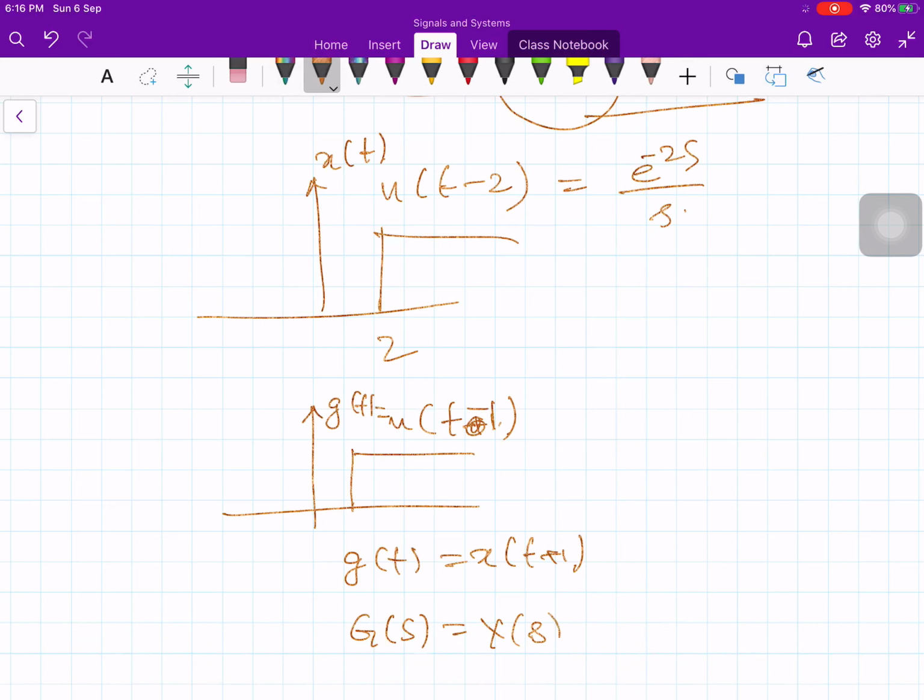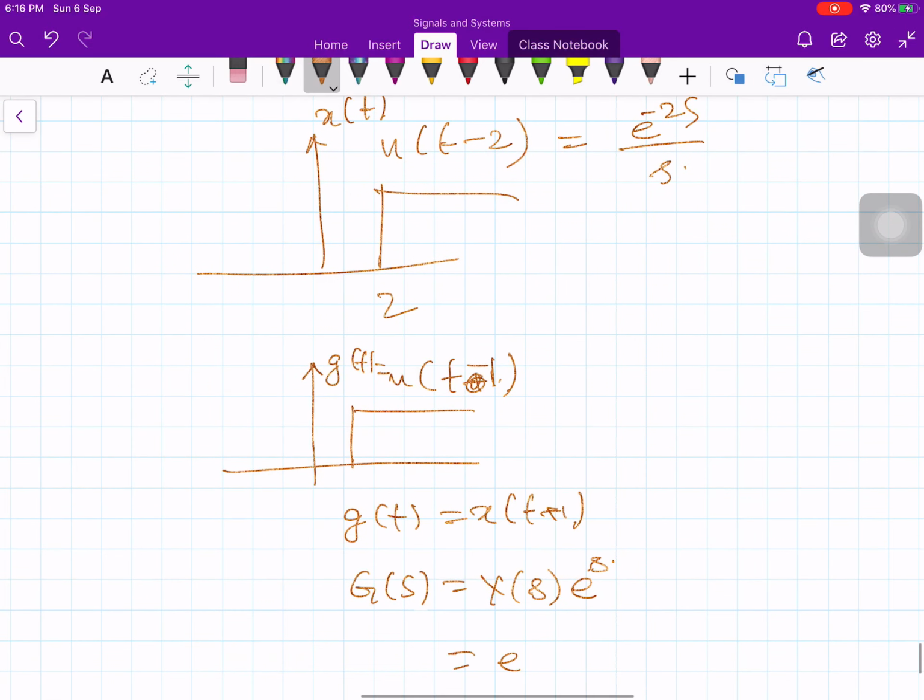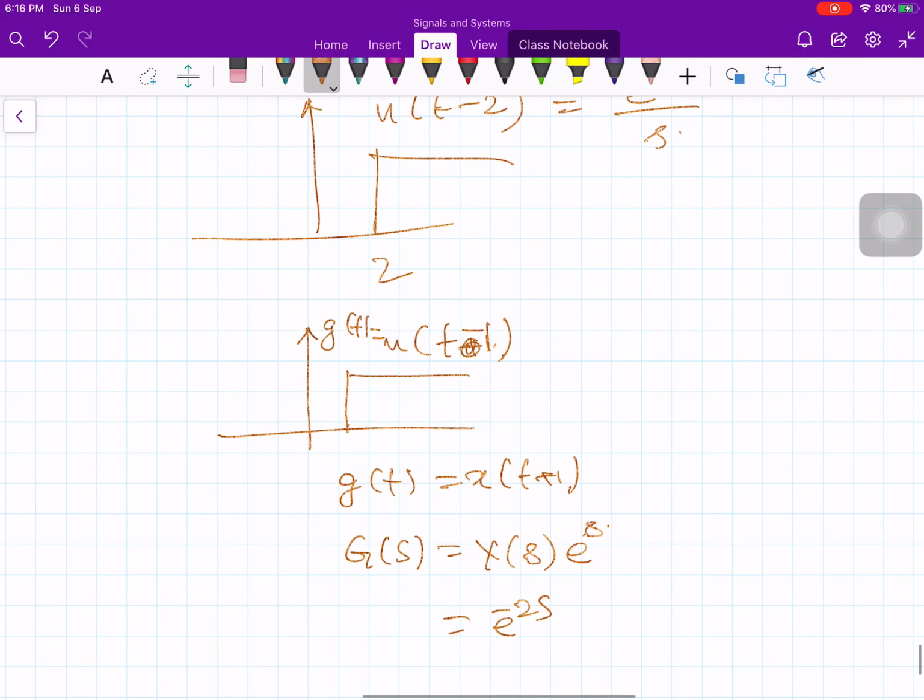Okay, now what is X of s? X of s is e to the minus 2s by s times s, which is equal to e to the minus s by s. Now from this figure also, if you take the Laplace transform, what is this? This point is 1. So this is u of t minus 1. Again, if you take the Laplace transform, that is e to the minus s by s.